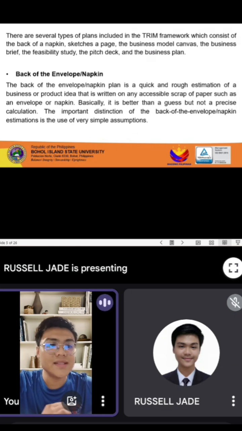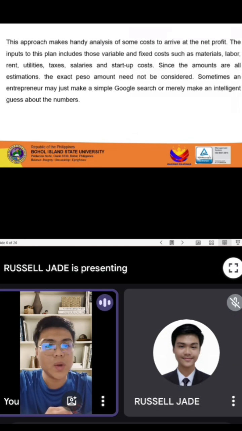The important distinction of the back of the envelope or napkin estimations is the use of very simple assumptions. This approach makes handy analysis of some costs to arrive at the net profit. The inputs to this plan include those variable and fixed costs such as materials, labor, rent, utilities, taxes, salaries, and startup costs. Since the amounts are all estimations, the exact peso amount need not be considered.